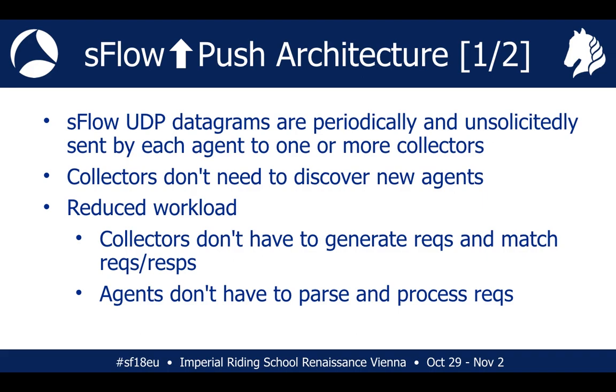collectors don't have to discover new agents. If you add a new agent to your network, you just configure the agent, and the agent will start sending the sFlow to the collector. From the collector side, this is a zero conf operation. The collector will just receive new sFlow from an extra device.